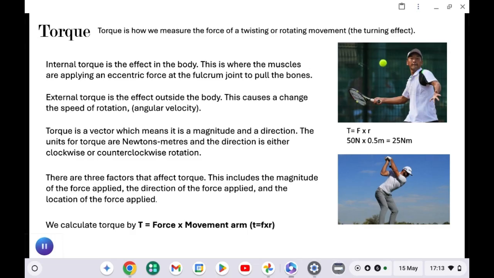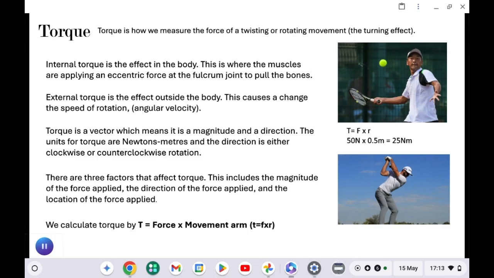Another example is in golf, the shoulder rotation during a drive shot. The shoulder rotates, which increases the acceleration of the golf club. The pectoralis major applies a force of 100 newtons. The lever arm is the total distance between the golfer's arm and club, which is 0.7 meters.